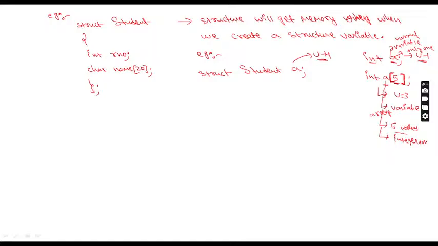But all these 5 values must be integer only. Sir, how many values can we store in this a variable? 5 values. But all these 5 values are of which type? Integer only. So what is the definition of an array? An array is a collection of similar type of values. Whatever type of array you created, you can store only that type of values.